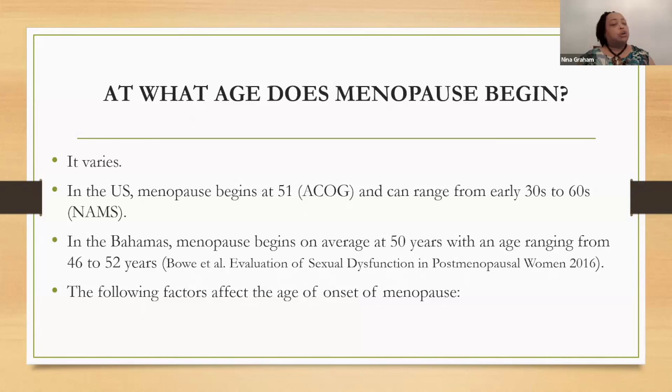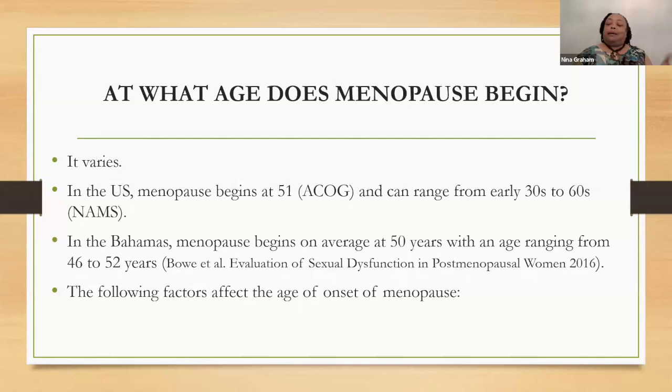So in the United States, according to the American College of Obstetrics and Gynecology, menopause begins on average at the age of 51. But according to NAMS, the North American Menopause Society, it could range anywhere from 30 to 60. I thought that was interesting. But in the Bahamas, a study was done by Dr. Bo et al., an evaluation of sexual dysfunction in postmenopausal women in 2016. She found that the average age of women in the Bahamas for menopause was 50 years, but the age range was anywhere from 46 to 52.